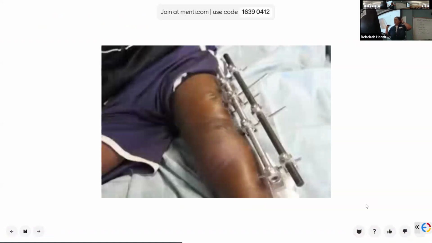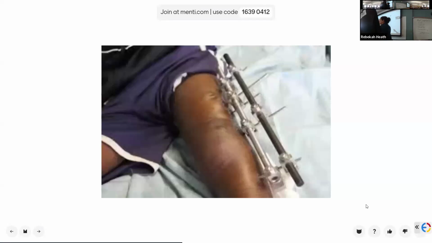And here's one in a real person. It was really hard to find a good picture of these. But you can see they have these big things sticking outside of them. What's something you would be concerned of for these patients? Infection, right? Because you have something outside that goes directly to the bone. We want to make sure we're doing really good skin care.